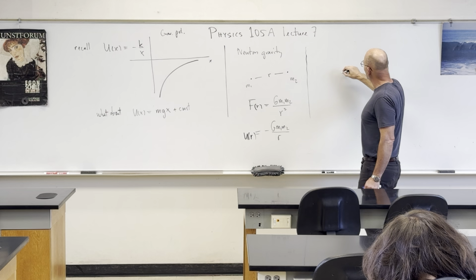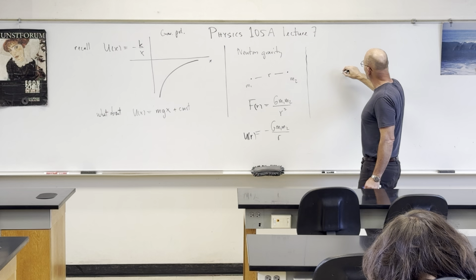So, recall, we had U of x equals minus k divided by x. K is a constant. We're looking at positive x, and it looks like this. So that's what should be in your notes, right? The last thing, exactly. And I had asked that question, what does that have to do with gravity? That's the gravitational potential.